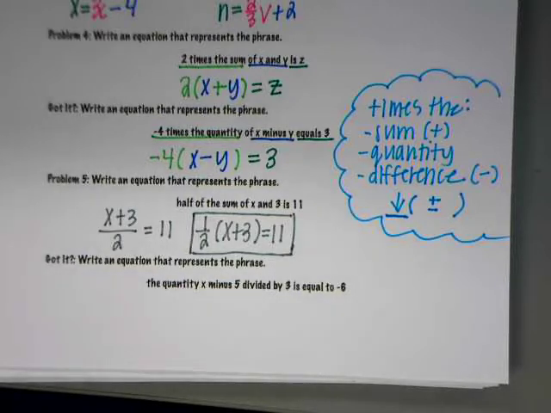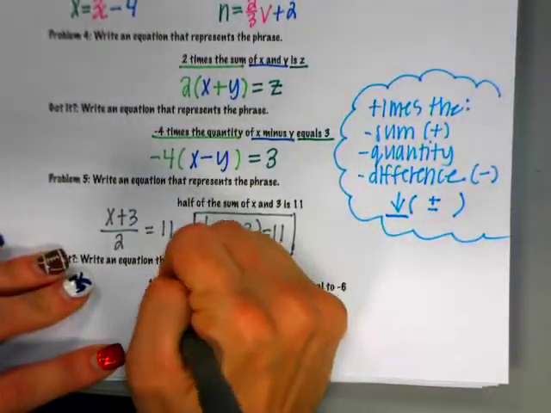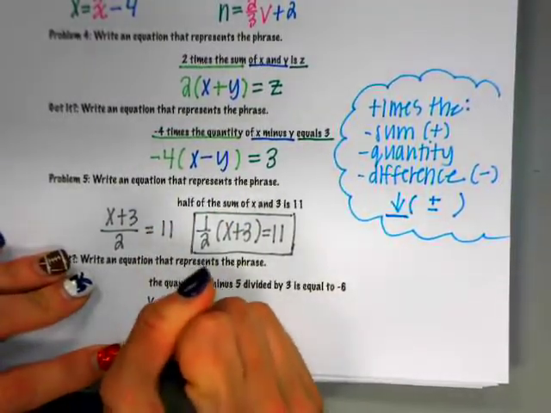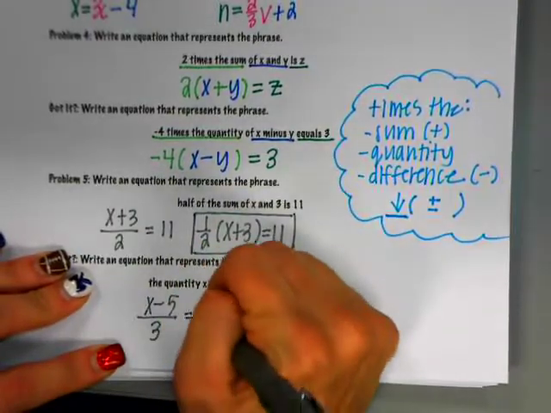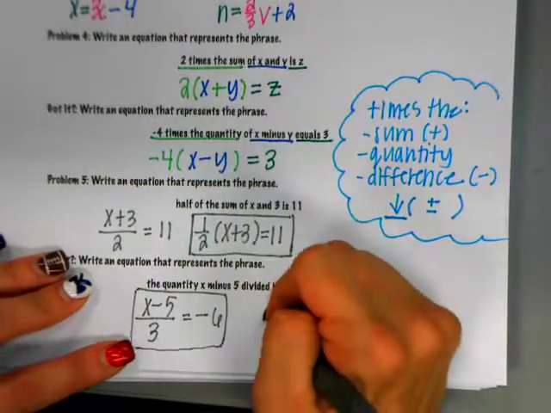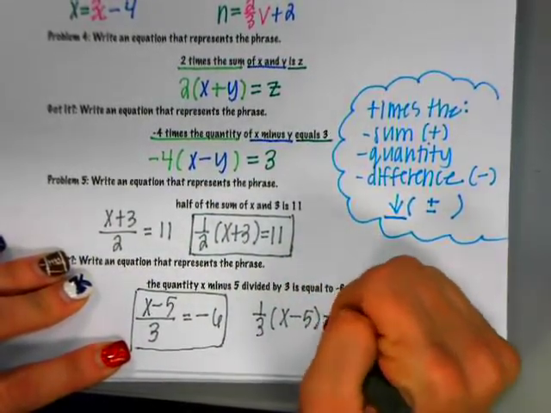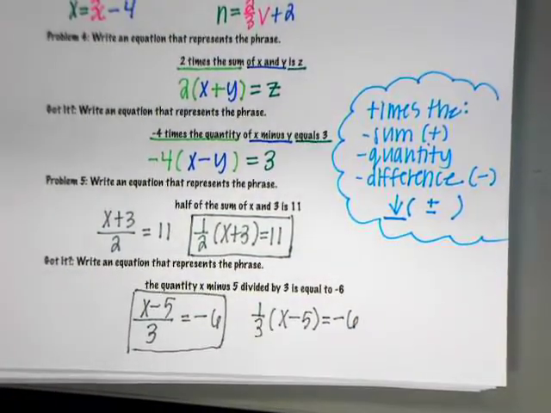Okay, ready? So it's the quantity x minus 5 divided by 3 is equal to -6. So the one that would probably be the better one would be x minus 5 divided by 3 equals -6. You could also do 1/3 times x minus 5 equals -6. That would work.